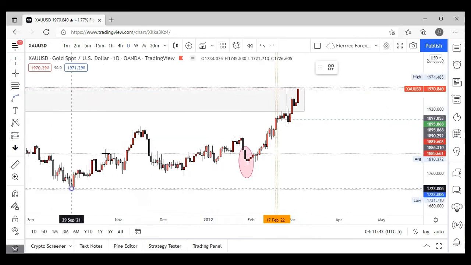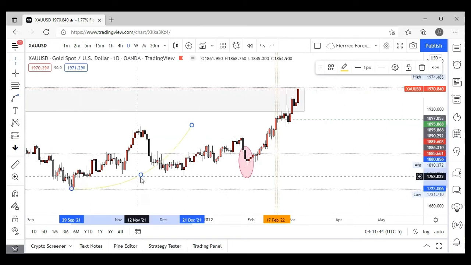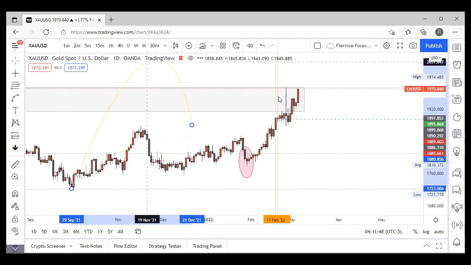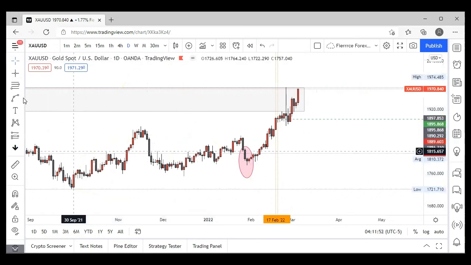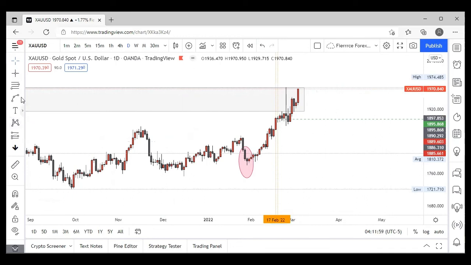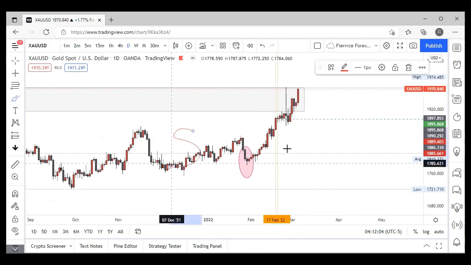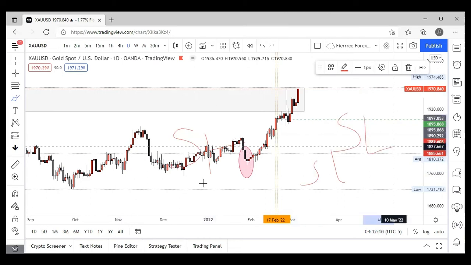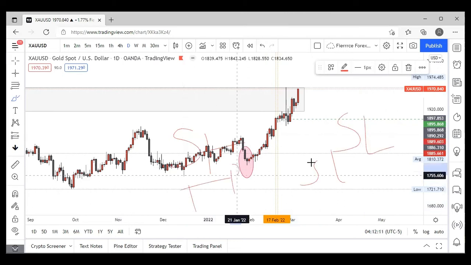Curve, if I want to draw a curve, again, this will just depend on what you're looking for. This is the curve line. Whatever you're trying to do, over time, you'll figure it out. So those are the ones I want to focus on. Explore them in your own time. This is the brush tool. If I want to write something, SL, let's see, take profit. We'll talk about that as well.